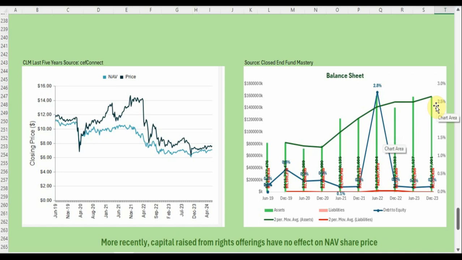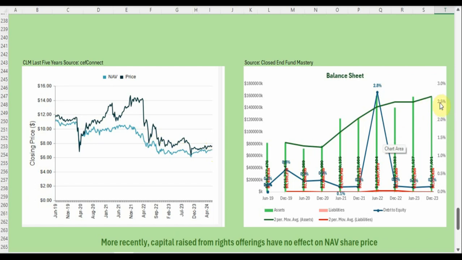This is major because if you look at the chart on the left, it appears as though CLM is getting weaker and weaker and weaker. But what is really happening is that when CLM executes a rights offering, as I showed earlier in the previous chart, with each filing they're raising more and more money.